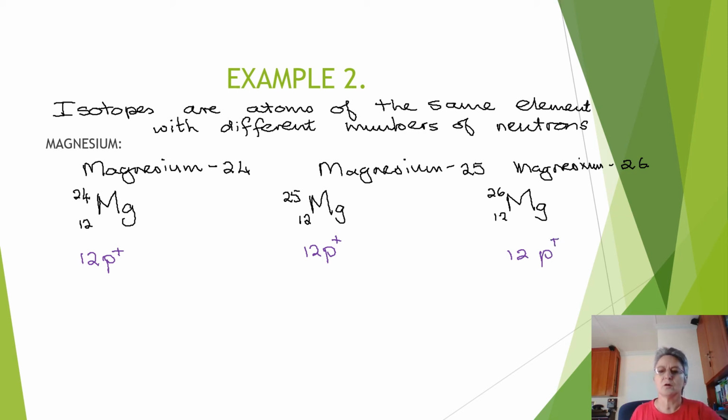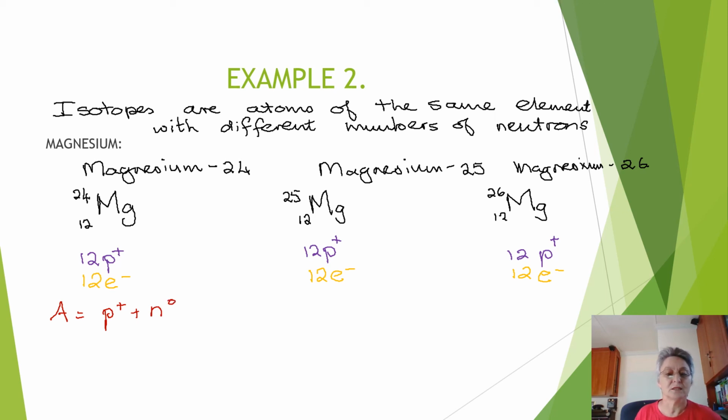So the number of protons in the atoms of an element will always be the same. Doesn't matter which isotope we are looking at. And because atoms are naturally neutral, there will be 12 electrons in the energy levels of each of these atoms. But electrons are like 2,000 times lighter than a proton, so they do not contribute to the mass number. The mass number is always the protons plus the neutrons.